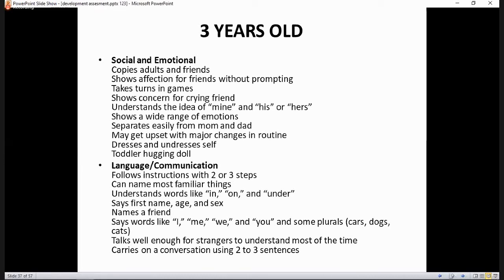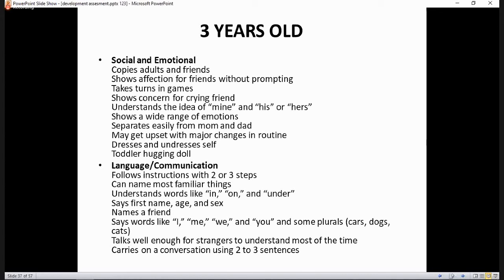In a 3 years old child, socially it copies adults and friends, shows affection for friends without prompting, shows concern for crying friends, understands the ideas of mine and his or hers, shows a wide range of emotions, separates easily from mama and dad, may get upset with major changes in routine, and dresses and undresses self. In the language, follows instructions with 2 to 3 steps.